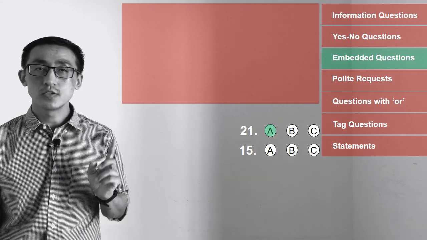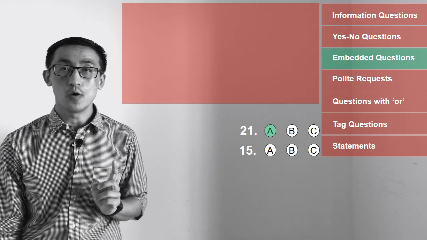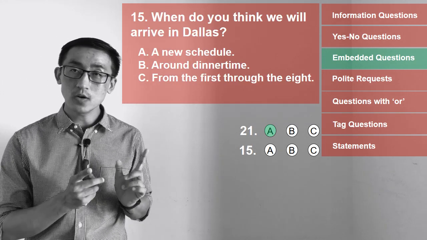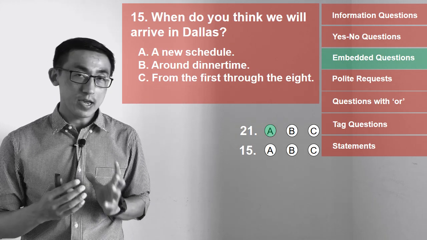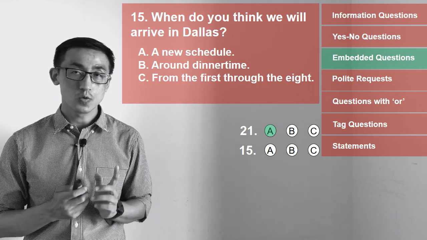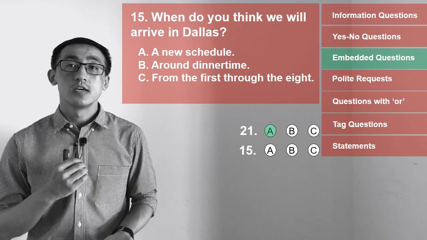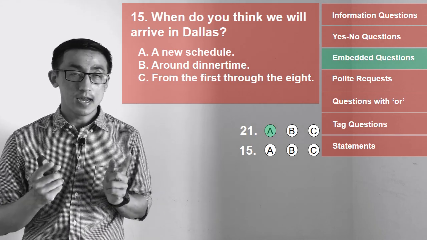So let's look into the question in the written form. "What do you think" is one question. "What time will we arrive" is another question. So the correct answer to this is "around dinner time."